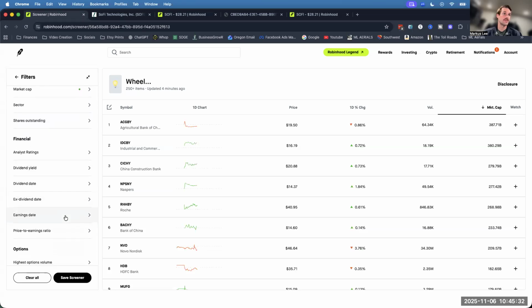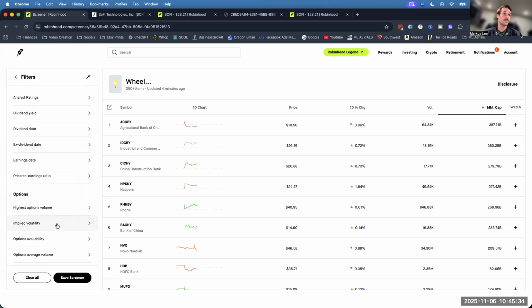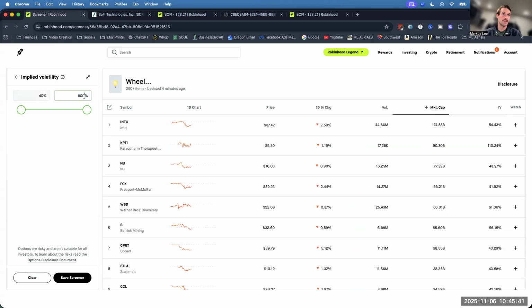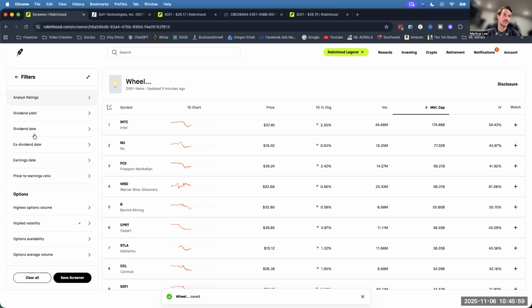Next, I like to change the implied volatility level. So this is how much the stock is projected to move in the next 30 days. I like to change this from 40 to 80%. This gives a good range of collecting premiums on a weekly basis. Here, minimum of 40, so you're able to collect enough premium on the contracts, but you don't want a stock that's too volatile. So a peak of 80% there. I'm going to save that.